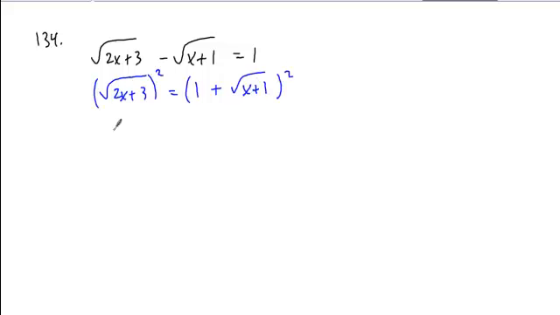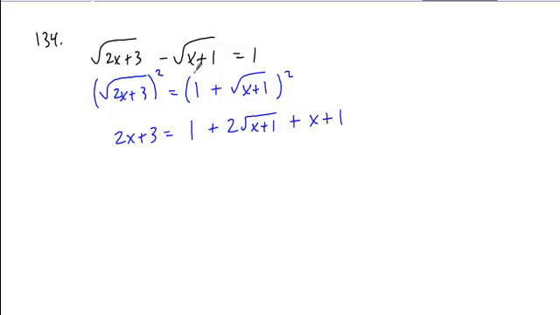Squaring this radical leaves just the base 2x plus 3, and this becomes a binomial square expansion pattern. I square the first term, I take the product of the terms and double it. 1 times root x plus 1 doubled is 2 root x plus 1, and then I square my last term. Here the square and the radical cancel, leaving just the base x plus 1. Once I do this, I'm going to solve the resulting equation, which happens to be another radical equation.